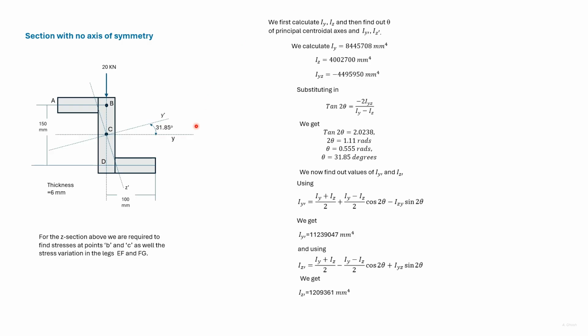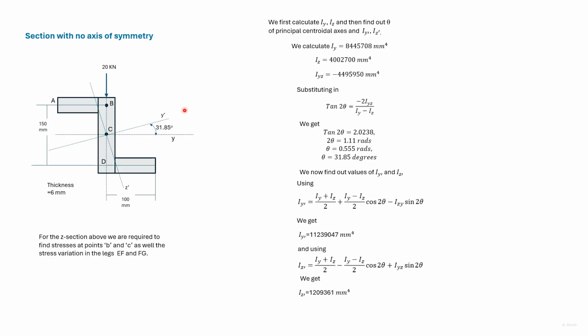We now look at sections with no axis of symmetry and find out the stresses. This is a Z section which does not have an axis of symmetry. Point C is the center of symmetry and also the shear center. The load here is applied so that it passes through this point. As such, there would be no torque acting on the section.